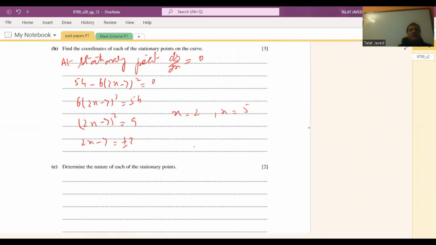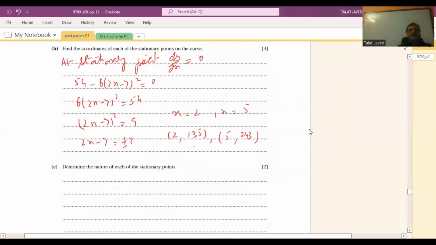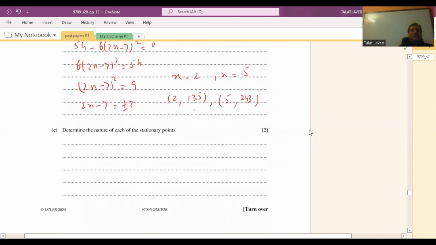Find the coordinates. Coordinates mean we have to find both of them. When x is equal to 2, by putting this value of 2 in this equation, we get the value of y. When x is equal to 2, y will be 135. When x is equal to 5, y will be 240. These are the coordinates. Determine their nature.